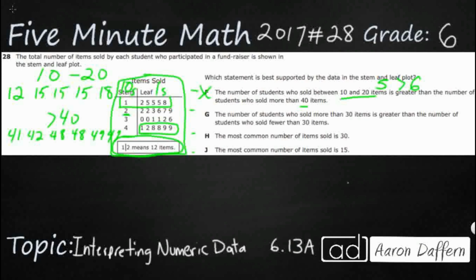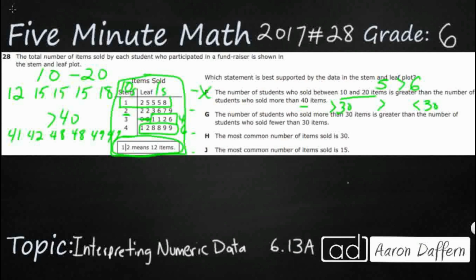The number of students who sold more than 30 is greater than the number of students who sold fewer than 30. Okay. So 30 is our dividing line. So what we're going to do is we are going to not count our 30, because it's not greater than or equal to. So it's either more than 30 or less than 30. So let's just take a look at more than 30. So I've got 1, 2, 3, 4 that are more than 30 in the 3 stem. Then we've got still this 6.